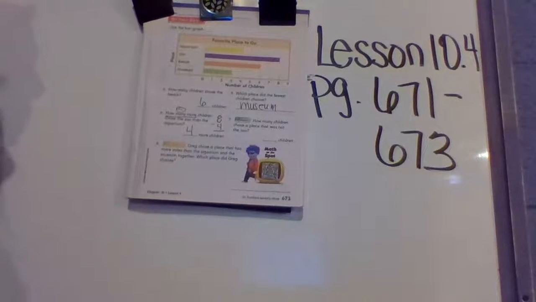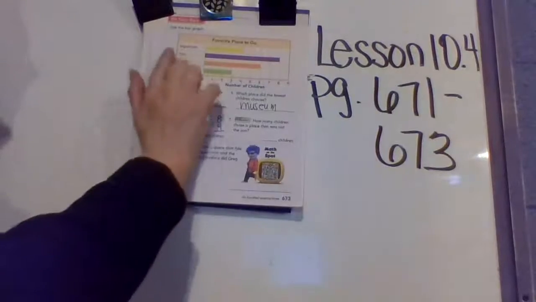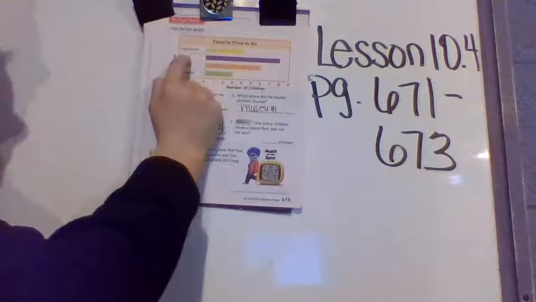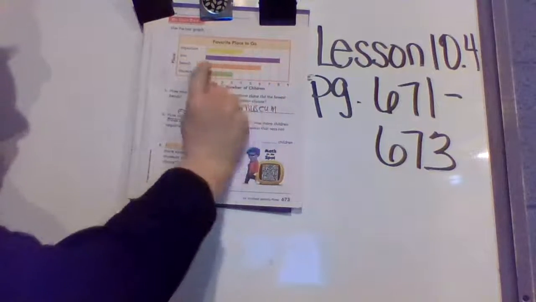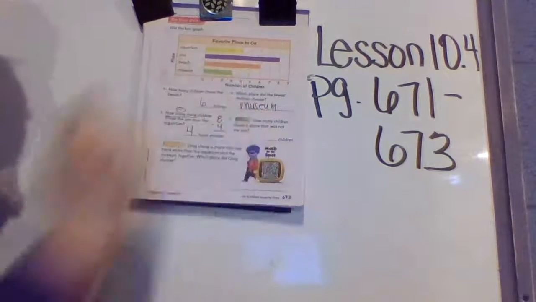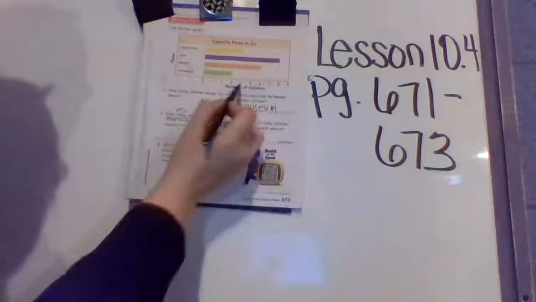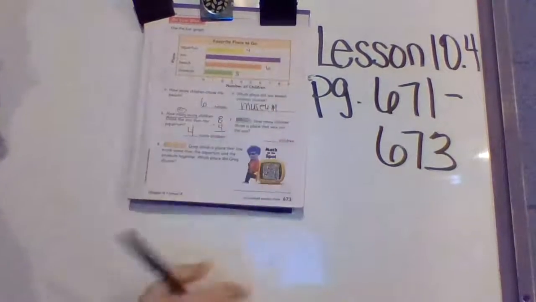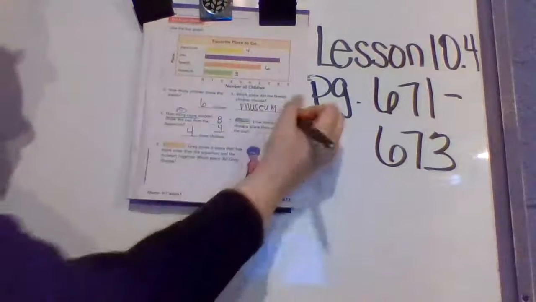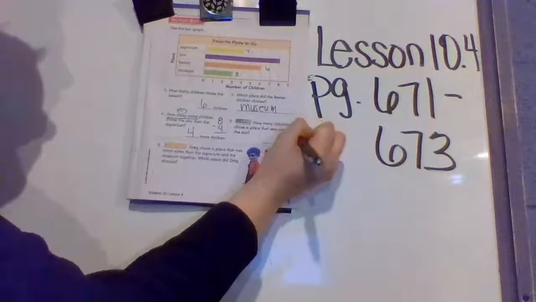Number 7. How many children chose a place that was not the zoo? So we had a question like this yesterday. So for this one, we're going to just pretend like the zoo doesn't exist, like almost cross it off in your brain. And we're just going to add up the aquarium, the beach, and the museum totals. So the aquarium went to the 4, the beach went to the 6, and the museum went to the 3. So we want to add up 4 plus 6 plus 3 to find this answer.